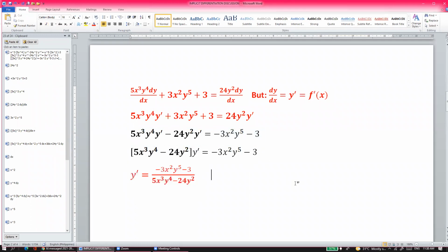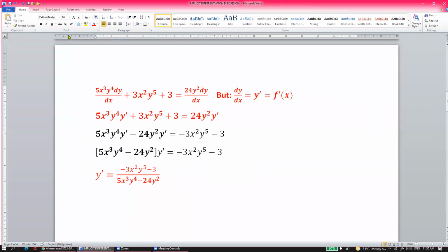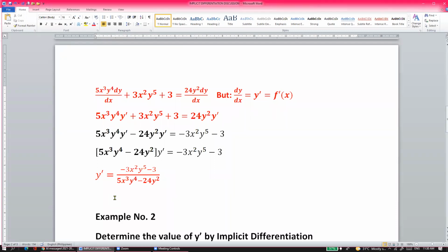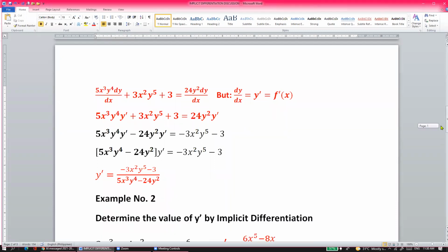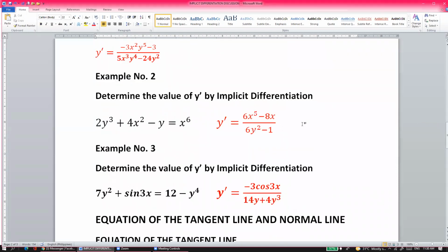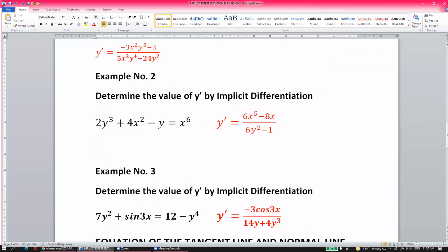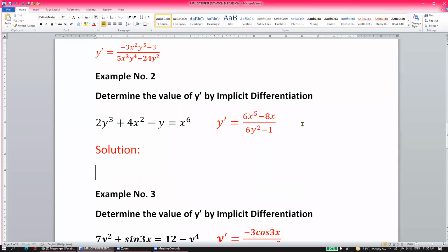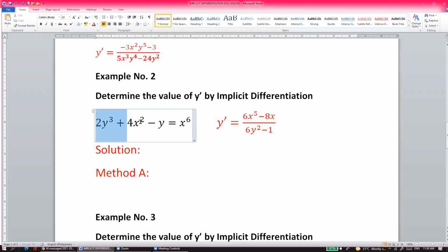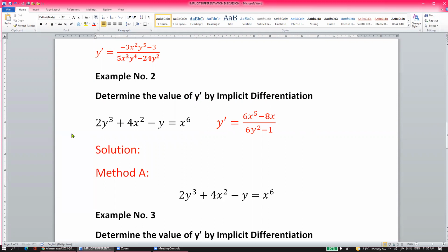Klaro ba ang example number 1? Opo. Klaro, klaro talaga. Huwag kayong mahiya. Malinaw ba? Opo. Okay. So let us have now example number 2. Y prime by implicit differentiation. Okay, I want you to help me solving this problem. So let us start first with the method A. Para lang may ensayo tayo, no? O, copy-paste ko yan. I want you to dictate me everything that I need to write here.